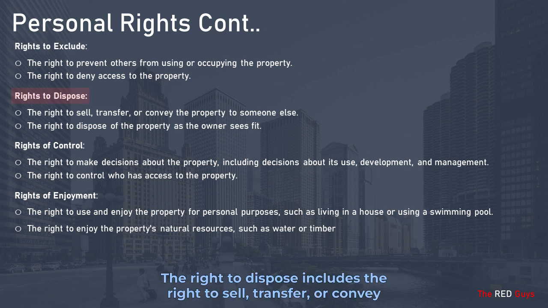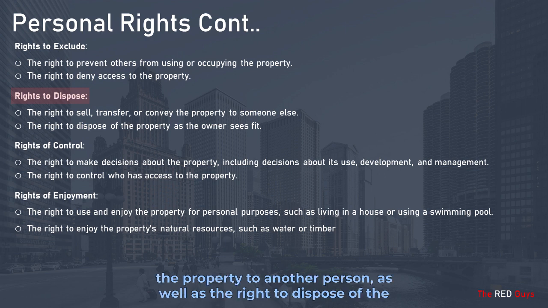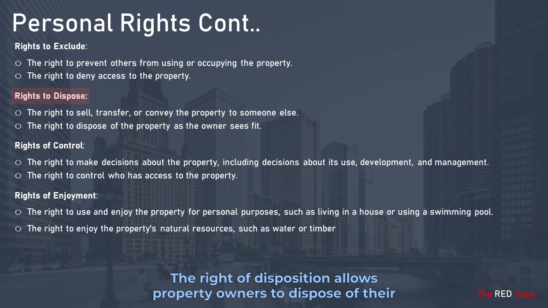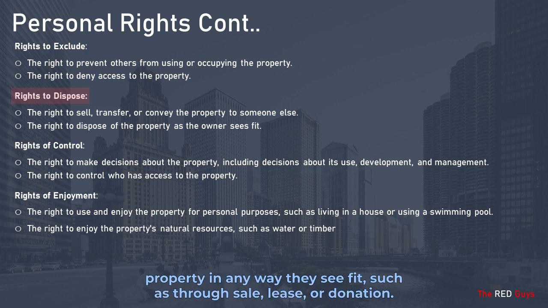The right to dispose includes the right to sell, transfer, or convey the property to another person, as well as the right to dispose of the property in any way the owner sees fit. For example, the right of disposition allows property owners to dispose of their property in any way they see fit, such as through sale, lease, or donation.